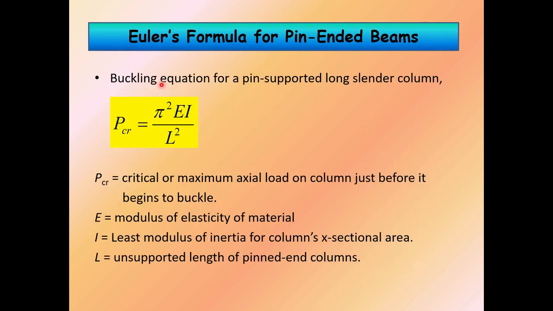So this is the Euler formula for pin-ended columns. P critical is the maximum axial load, E is the modulus of elasticity, I is the moment of inertia, and L is the length of the column.